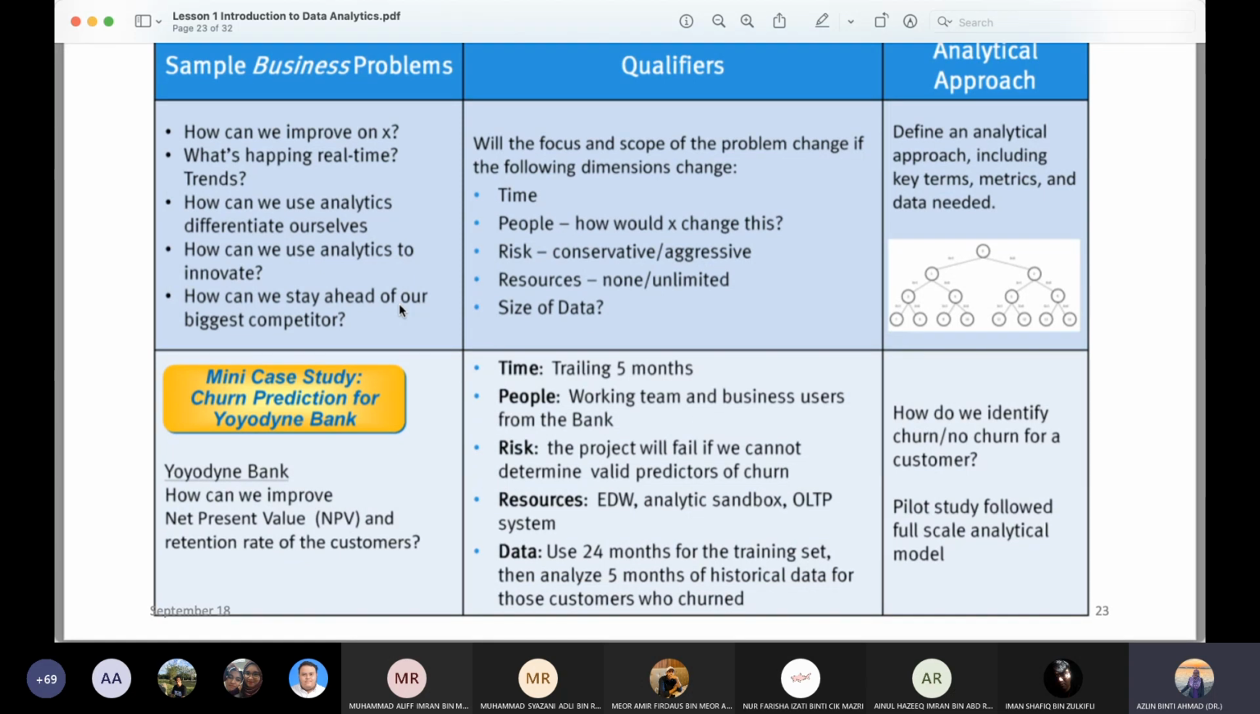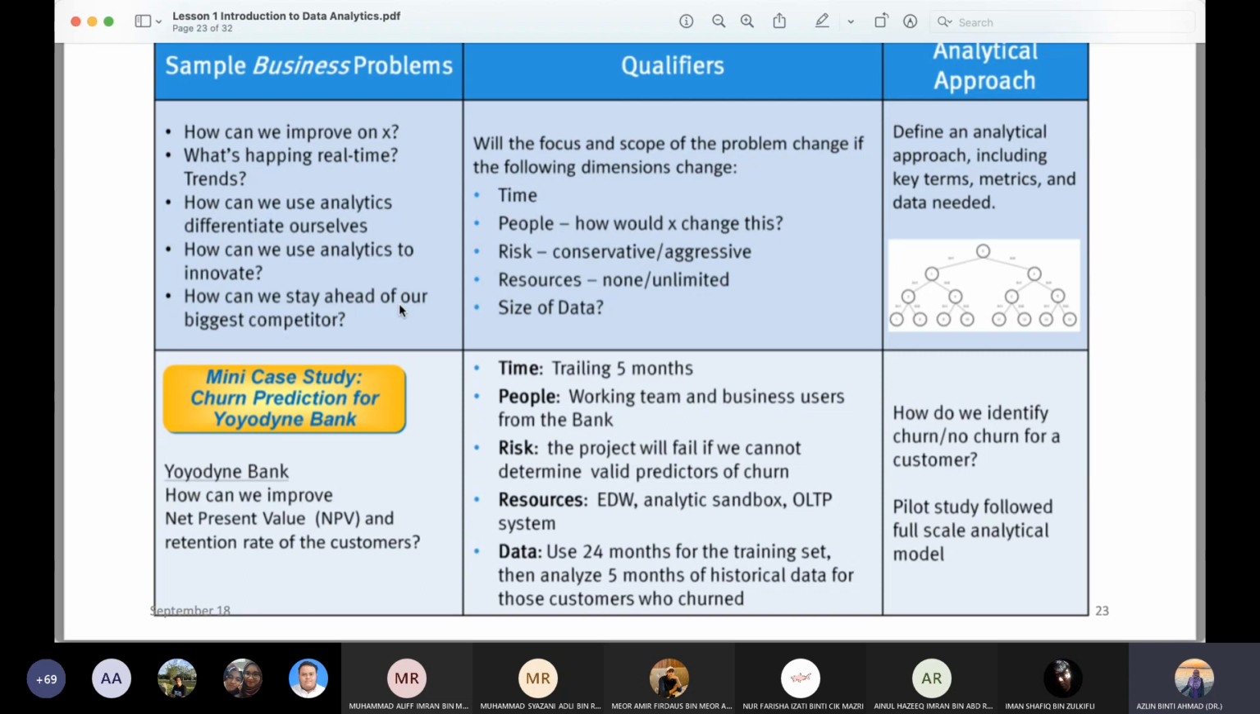And the example of case study here, we have churn prediction for Yo-Yo Dime Bank. Okay, the objective here is how can we improve the net present value and retention rate of the customer. Okay, satu dia nak improve the NPV, and the other one is to improve the retention rate of their customers. So time, dia ambil trailing 5 months, and then the people who work with the team or business users from the bank. And then the risk is the project will fail if we cannot determine valid predictors of churn.